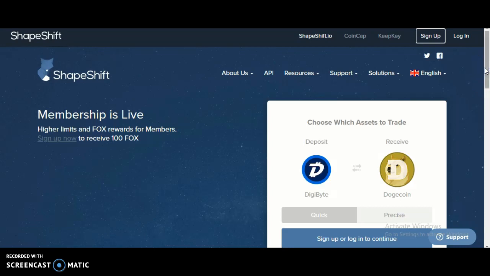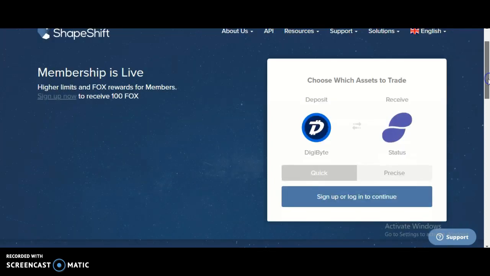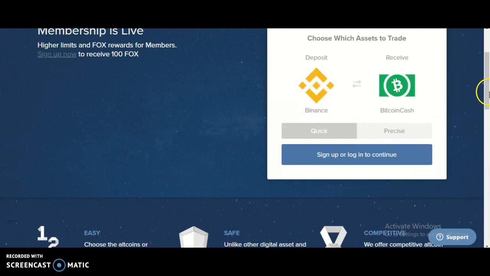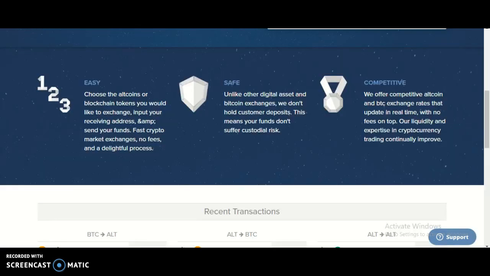Membership is live, higher limits and Fox rewards for members. Sign up to receive 100 Fox. You can choose which assets to trade. You could use Binance for deposit and Status for receive. It is easy, safe, and competitive.